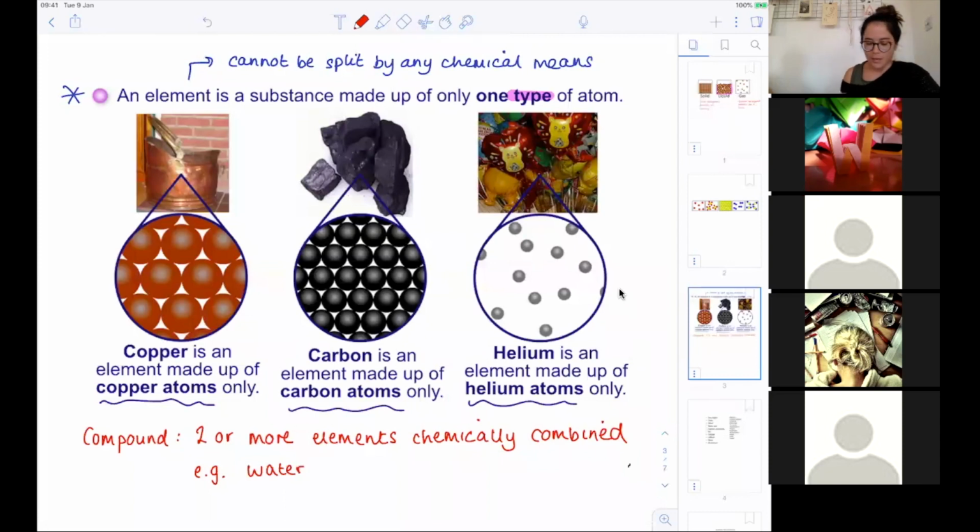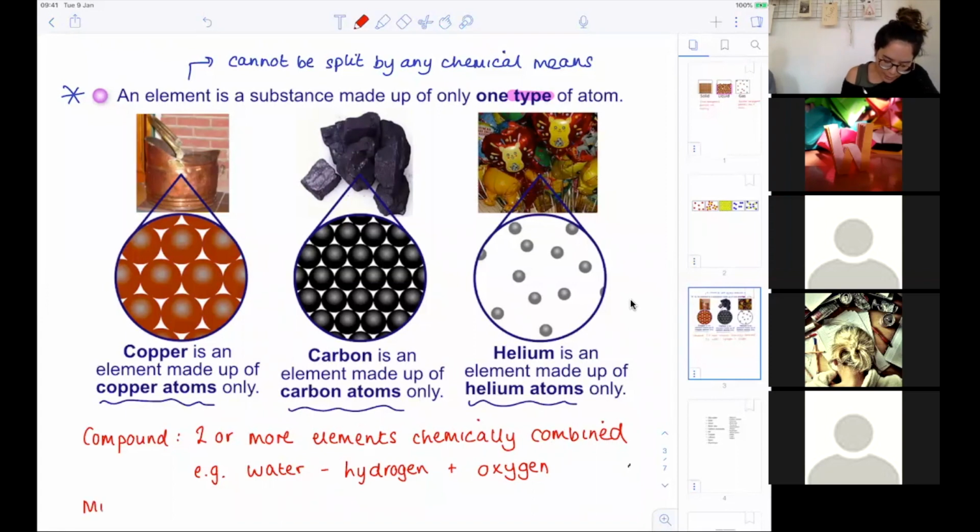So if we look at our definition of a compound, it contains two or more elements chemically combined. So let's ask ourselves, what's in water? Well, it's the elements hydrogen and oxygen. Notice you can't easily separate your compound into its constituent elements. They are chemically combined. It is a permanent, irreversible process.